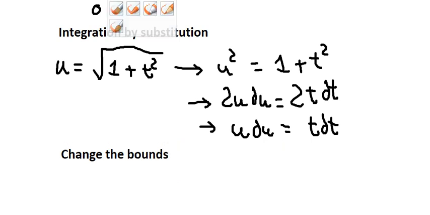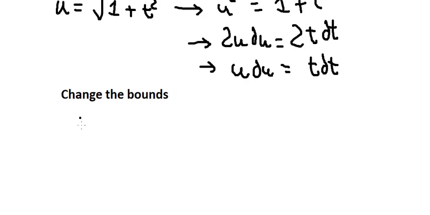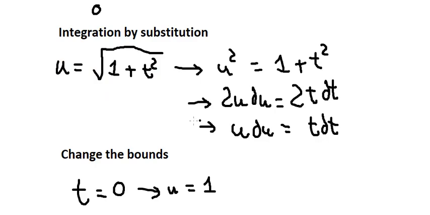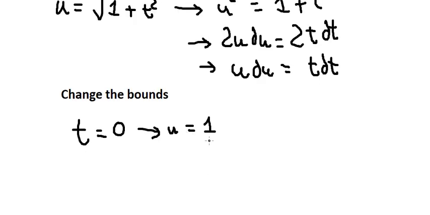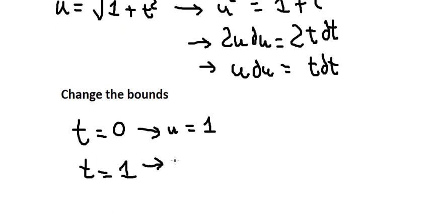So when t equals number 0, we put number 0 here and we can find the value of u. So t equals number 0, so u equals number 1, because the square root of number 1 plus 0 squared, we have number 1. When t equals number 1, that is from here, and we put number 1 here to find the value of u. So u equals the square root of number 2.